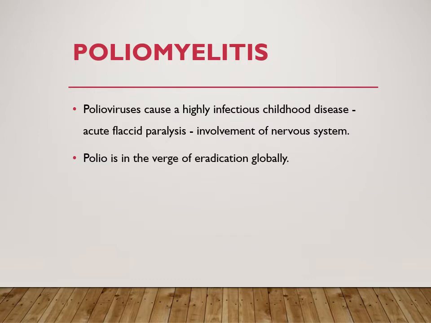Now we come to poliomyelitis. This poliovirus causes a highly infectious childhood disease. It causes acute flaccid paralysis. There is involvement of the nervous system, because poliovirus infection affects the central nervous system. As we know, in our country it has been eliminated. Polio is on the verge of eradication globally.